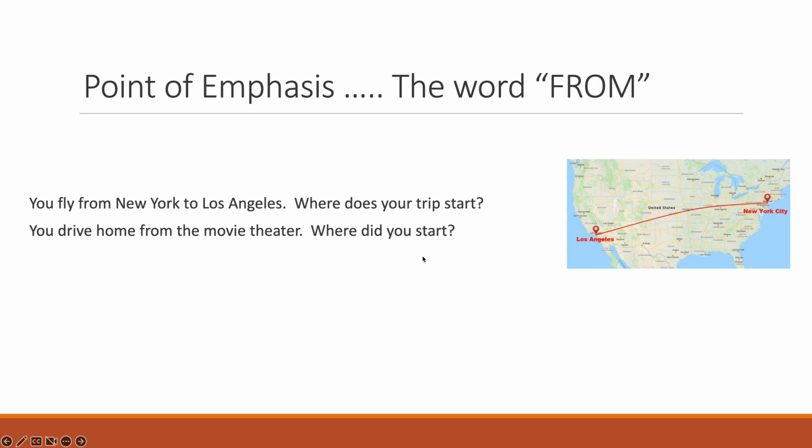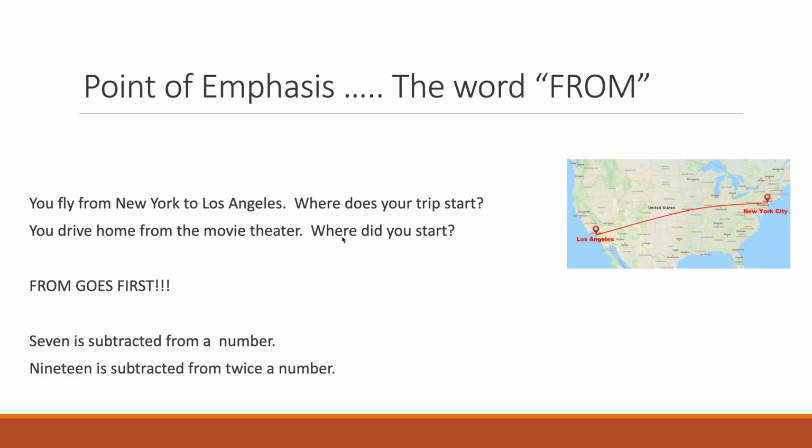So notice in both of those cases, you start after the word from. In the first problem, the word from was in the beginning and you started in New York. In the second problem, the word from was after home, from the movie theater. So you started at the movie theater. From always goes first in the algebraic sense. So for example, 7 is subtracted from a number. From goes first. That would be n minus 7. 19 is subtracted from twice a number. That would be 2n minus 19. So from always goes first. So anytime you see a from situation, it always goes first.